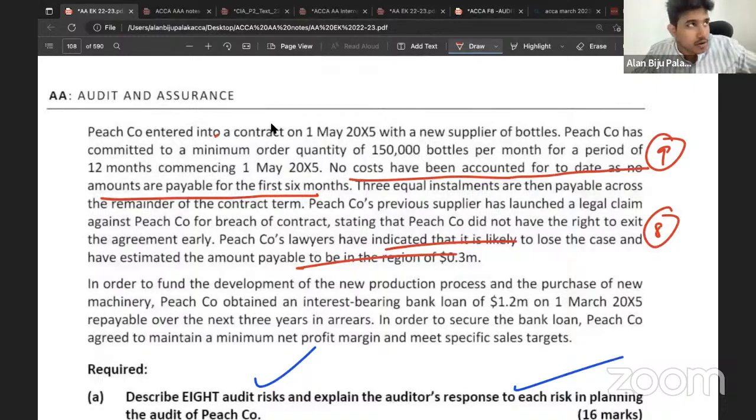Okay, so what do you need to do? Review the contract which has been entered with the new supplier in order to understand whether the company needs to recognize any amount of expenses in relation to the current year financial statements. Clear ayo?